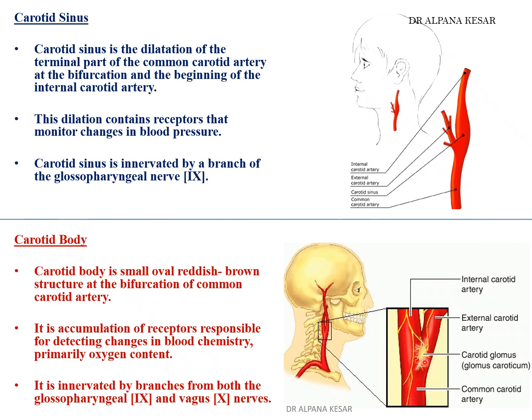Carotid body is a small, oval, reddish-brown structure present at the bifurcation of the common carotid artery. It is the accumulation of receptors which is responsible for detecting changes in the blood chemistry, especially the levels of oxygen. It is innervated by branches from both the glossopharyngeal nerve, which is the ninth cranial nerve, and the vagus nerve, which is the 10th cranial nerve.